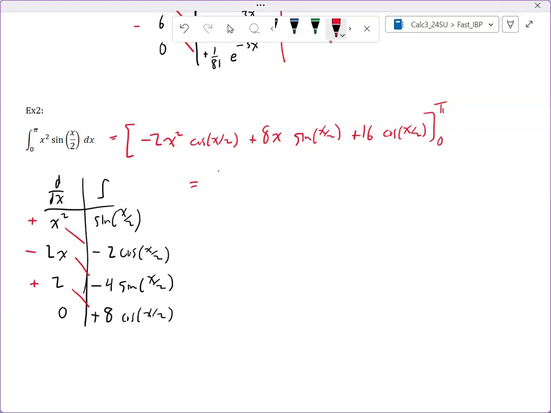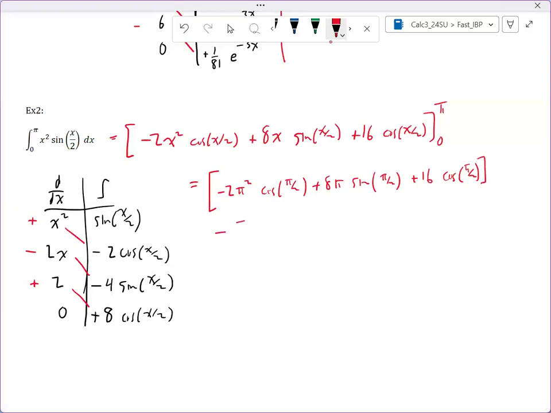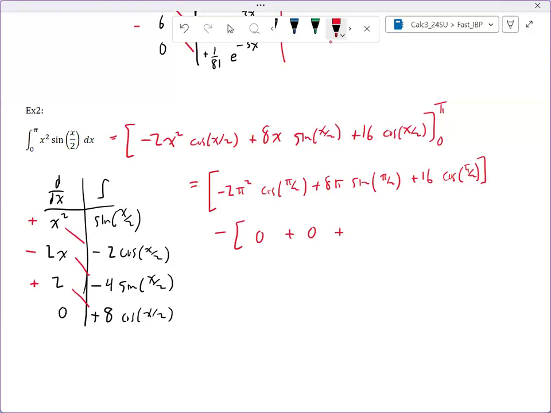This is going to be negative 2 pi squared cos of pi over 2 plus 8 pi sine pi over 2 plus 16 cos pi over 2, and then minus this stuff at 0. Well, at 0, we have minus 2 times 0 squared cos of 0. That's just 0. Plus 8 times 0 sine of 0 is 0. Plus 16 cos of 0 is just 16.